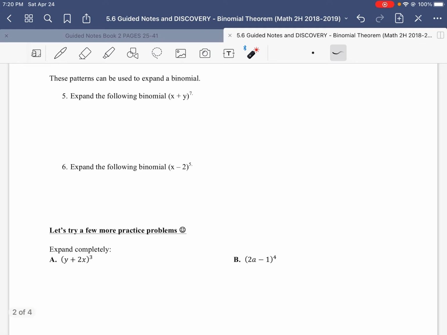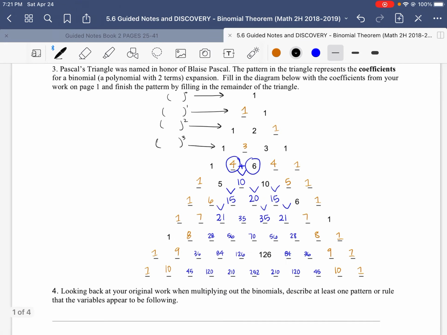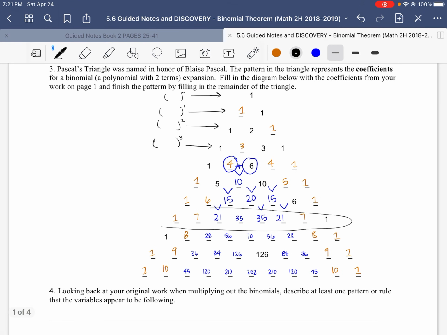Awesome. So we're going to use these patterns to expand the binomial. If I want to expand something to the 7th power, if I'm foiling or distributing that out, it's going to take a while. So instead I can use this pattern. My value here is 7, so looking at the triangle, I would go to the row that has a 7 on it. I'm looking at this row right here, and those would be the coefficients that I would start with.